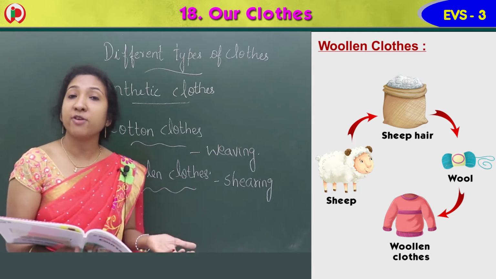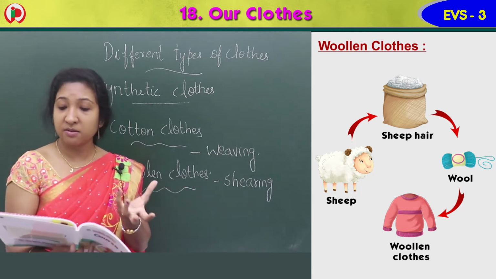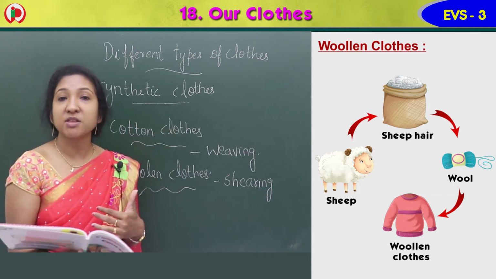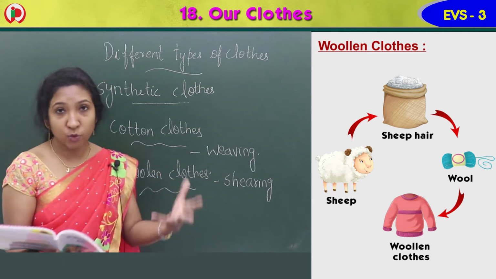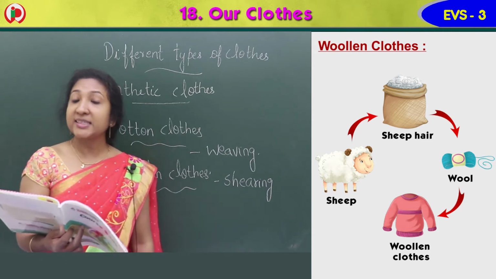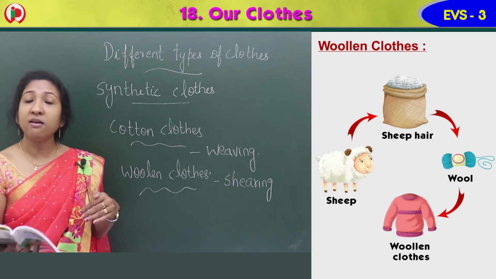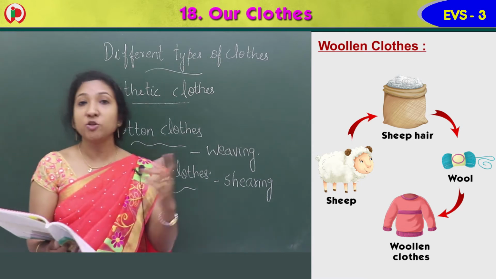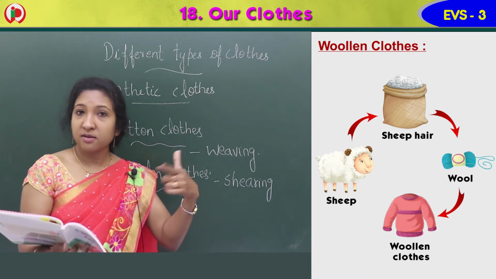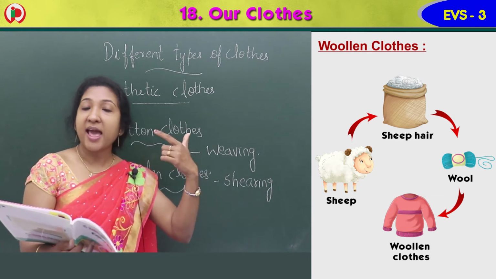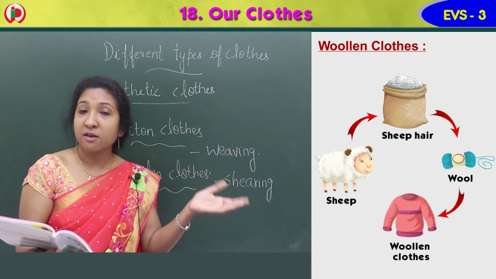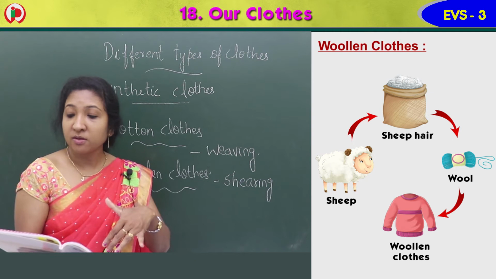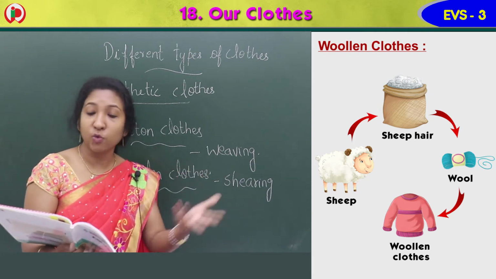So we remove hair from sheep. Hair from sheep is wool actually. The process of removing the sheep's hair from its body is called shearing. Like this we get wool. Then it is cleaned. After removing the hair, they clean it properly and spin it into wool. They rotate and rotate it, and they make wool. Just like from cotton they spin yarn, here from hair they spin wool.